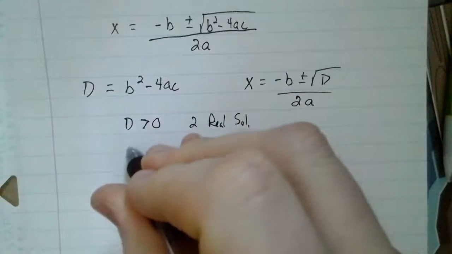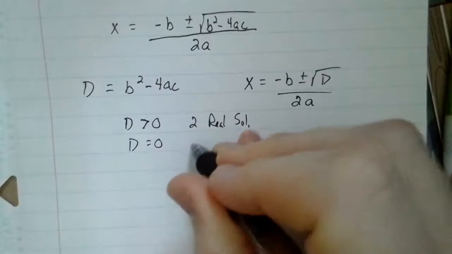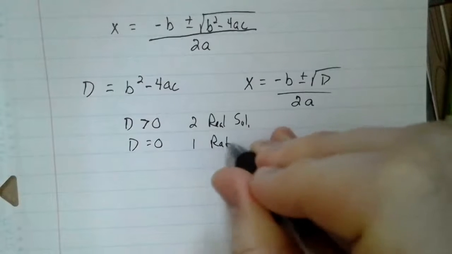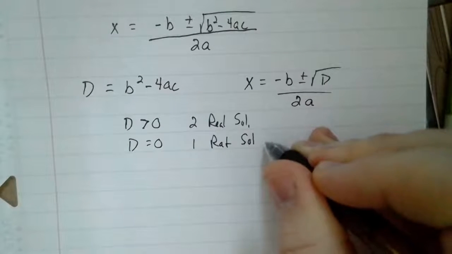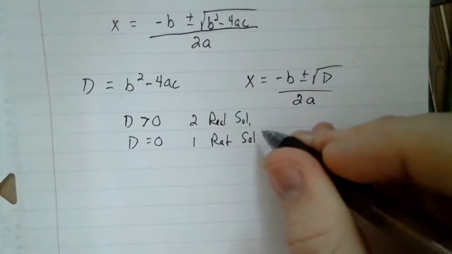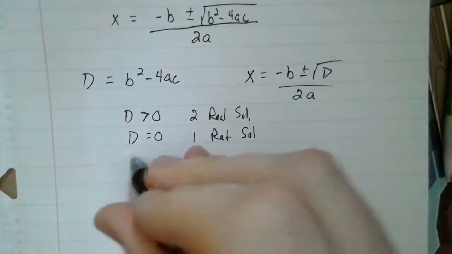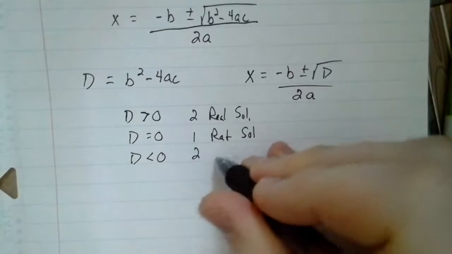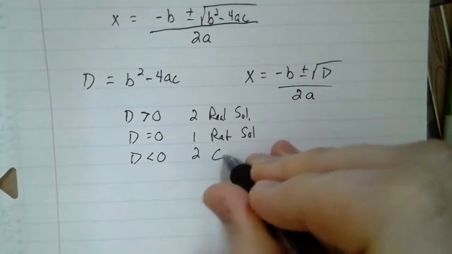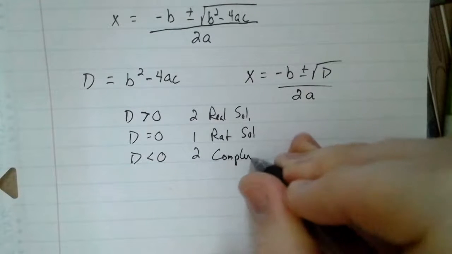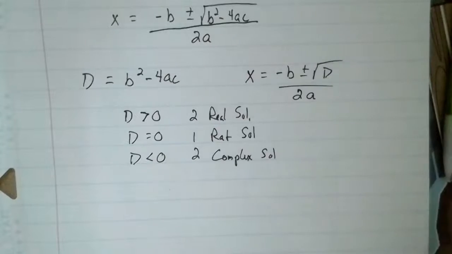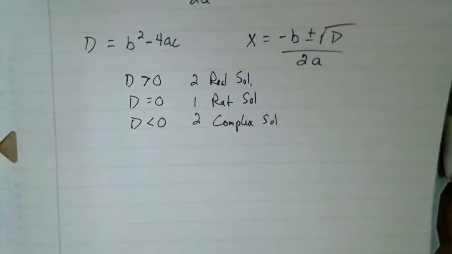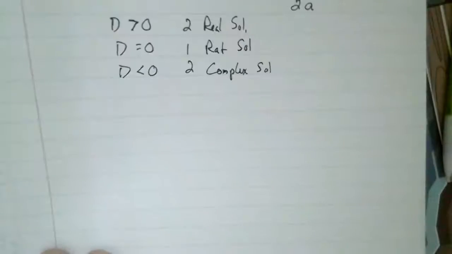If d equals 0, I'm going to get 1 rational solution, but that means you could have factored it. So this shouldn't happen, right? Because given the choice, you always want to factor. It's easier. Now, if d is less than 0, remember from Algebra 2, you're going to get 2 complex solutions. What that means is i is going to be in your answer, okay? So let's go ahead and take a look at 2 examples of this real quick, all right?